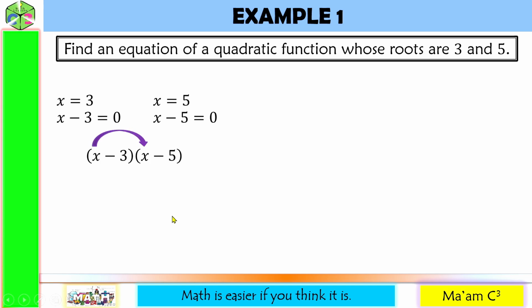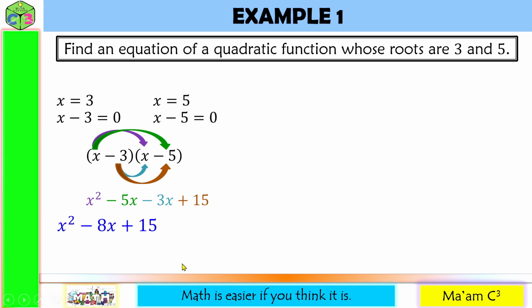I have x times x is x squared. x times negative 5 is negative 5x. Negative 3 times x is negative 3x. Negative 3 times negative 5 is positive 15. Negative 5x minus 3x is negative 8x, equals 0.